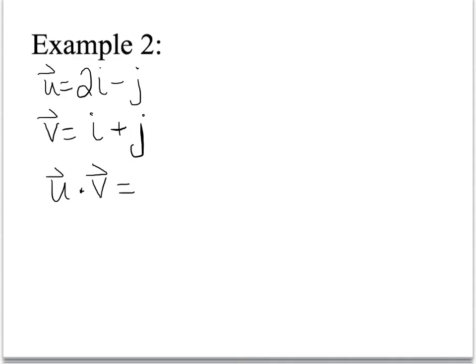Pause the video for a second and do example 2. And remember, this one's written in i and j form, but that's the same thing as components. So the horizontal component for vector u would be 2, and j would be negative 1. Okay, for vector v in component form, that's just 1, 1. So take a second and write out the dot product.